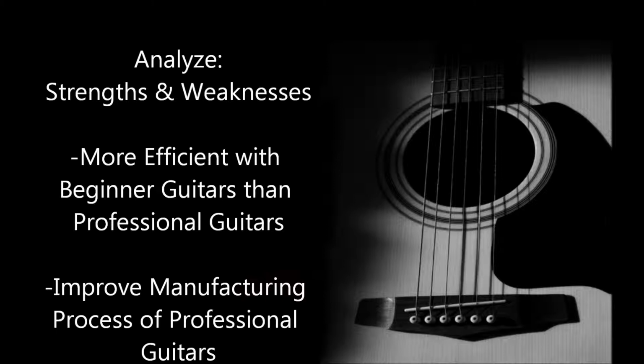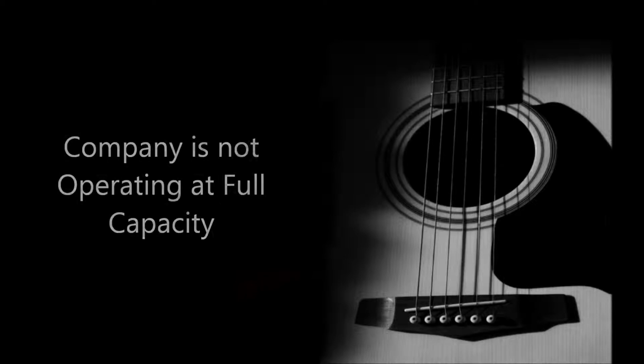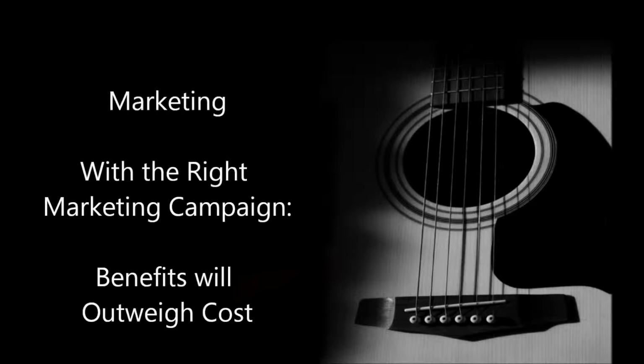In analyzing American Guitar Company's business, we have also found that the company is not operating within its full annual practical capacity. Unused capacity is inefficient and should be eliminated or filled by other activities. Lastly, American Guitar Company currently has no marketing strategy. We recommend that the company invest in a marketing plan if it wishes to be more successful in this industry. Though marketing can be an expensive expenditure, with the right marketing campaign, the benefits will outweigh the cost in the long run.